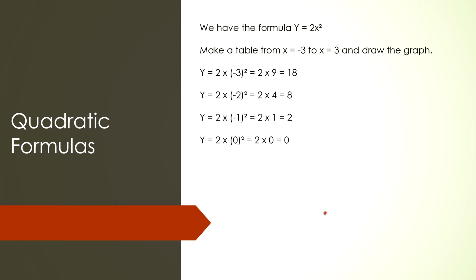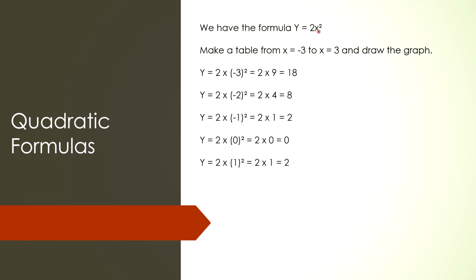Otherwise, you can scroll some pages back and listen to the explanation again. Well, since we know that this formula is symmetric to this point, 18, 8, 2, 0, what do we think happens if we put x equals 1 in here? It should be symmetric to x equals minus 1, right? Exactly what happens. Why is that?